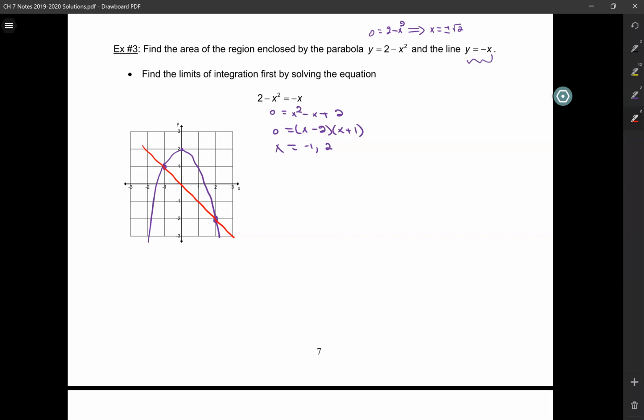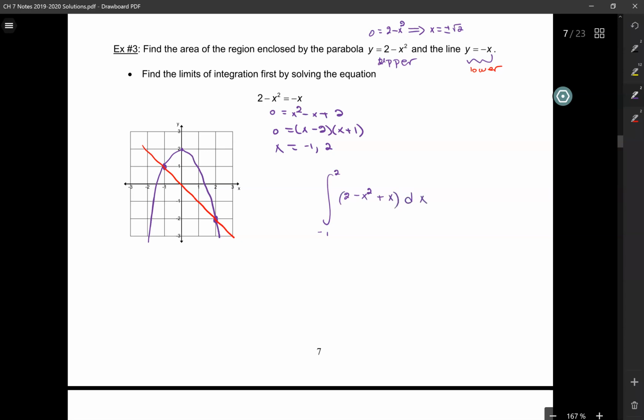All right, so now I know that y equals negative x is the lower curve, and y equals 2 minus x squared is the upper curve. So when I integrate, I'm going to go from negative 1 to 2. It's going to be 2 minus x squared minus negative x, so plus x, dx. And that's equal to the area. And so now the area, when all is said and done, is 9 over 2.